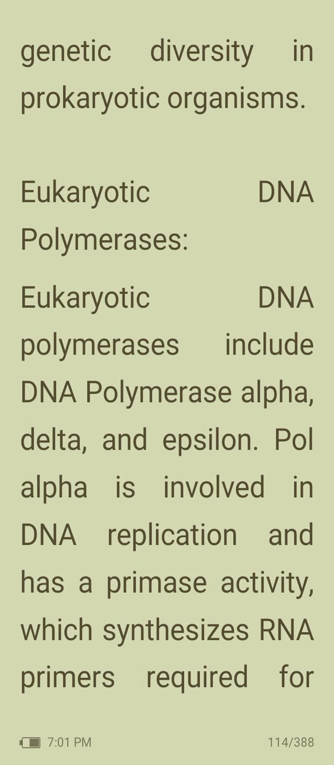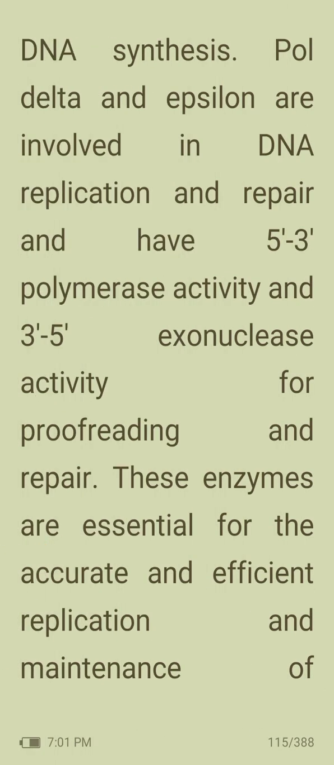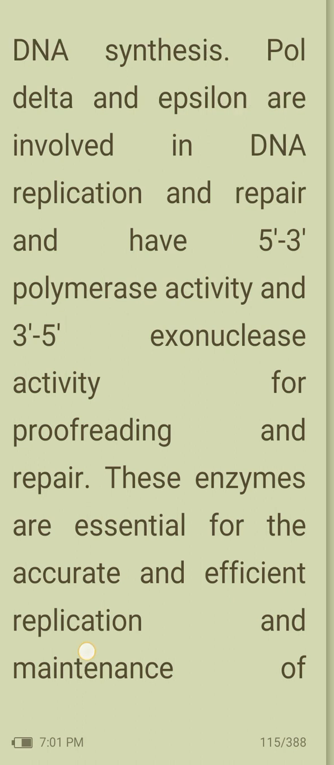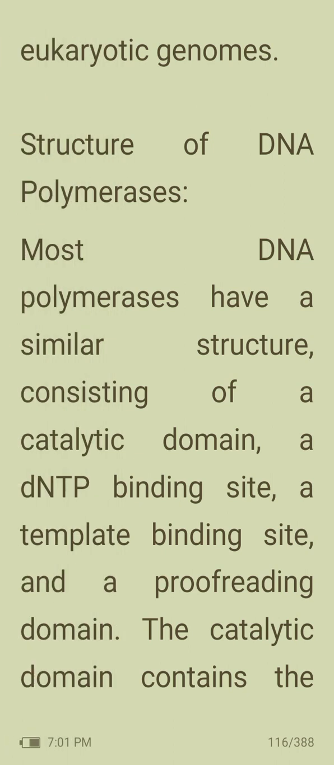Then eukaryotic DNA polymerases are there. Eukaryotic DNA polymerases include DNA polymerase alpha, delta and epsilon. Pol alpha is involved in DNA replication and has a primase activity which synthesizes RNA primers required for DNA synthesis. Pol delta and epsilon are involved in DNA replication and repair and have 5' to 3' polymerase activity and 3' to 5' exonuclease activity for proofreading and repair. These enzymes are essential for the accurate and efficient replication and maintenance of eukaryotic genomes.